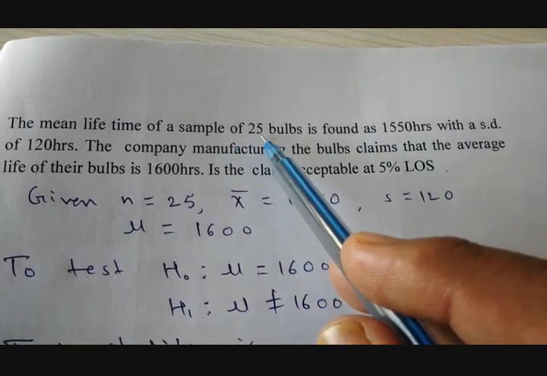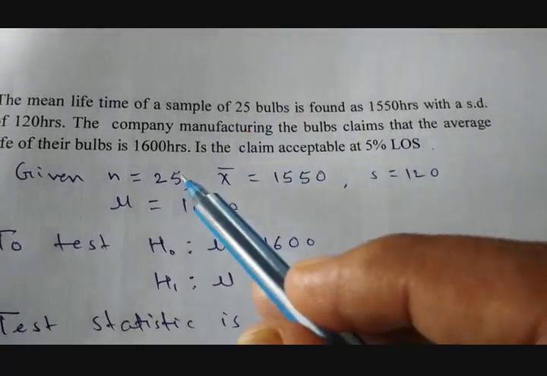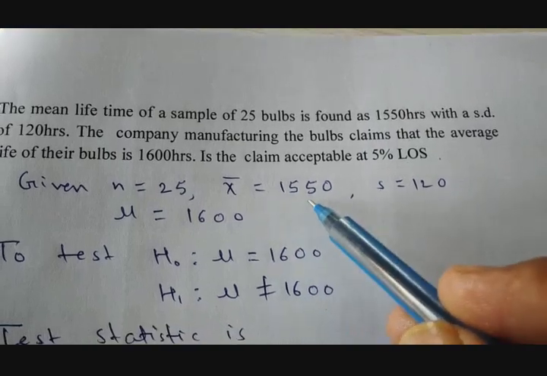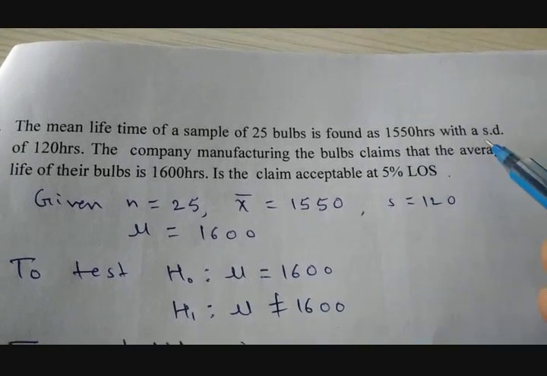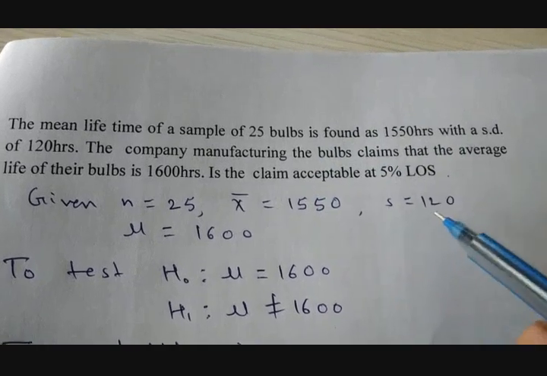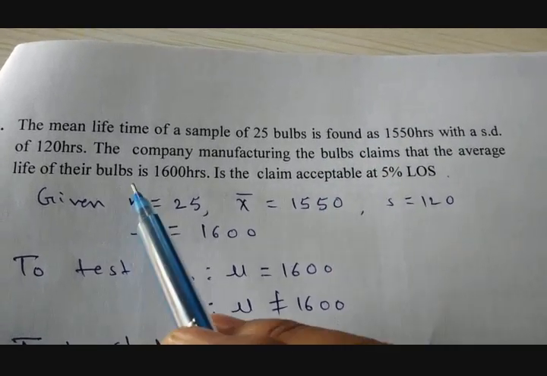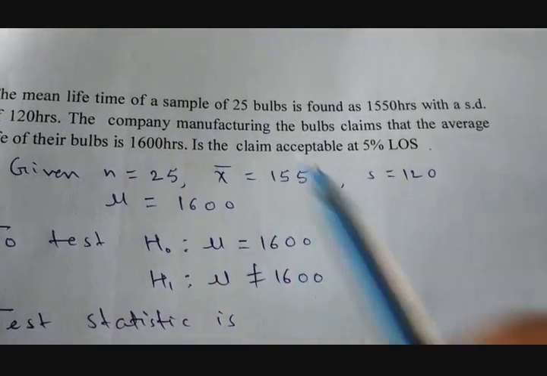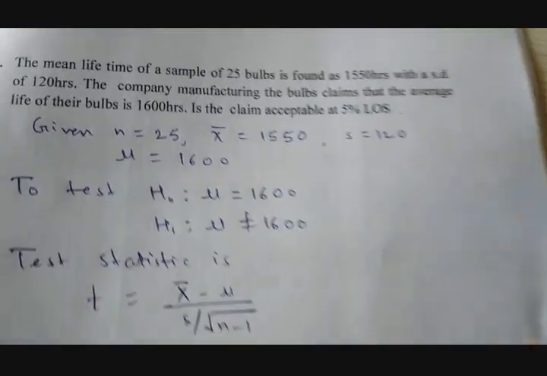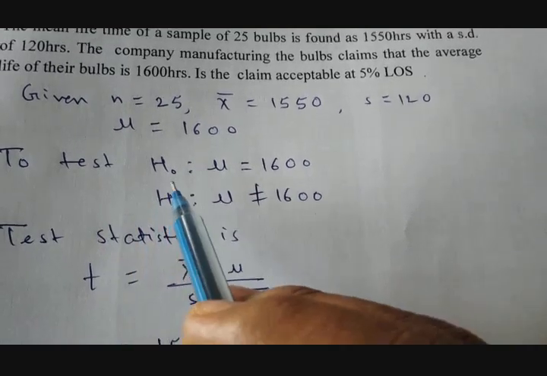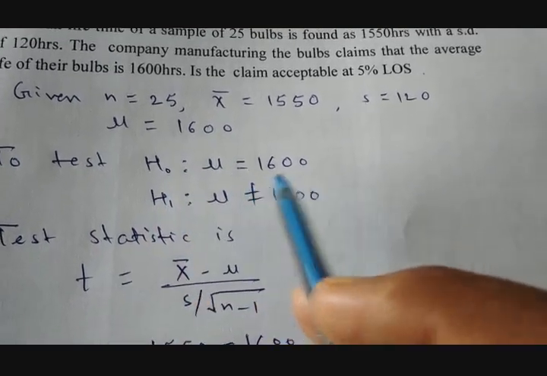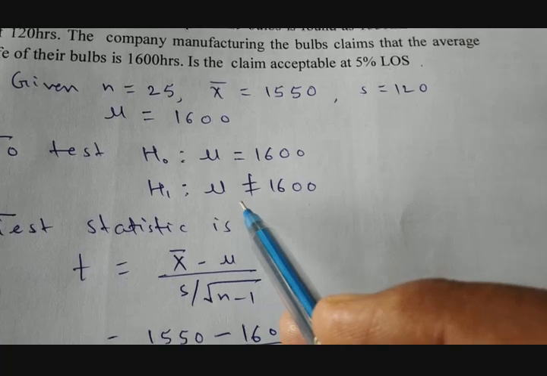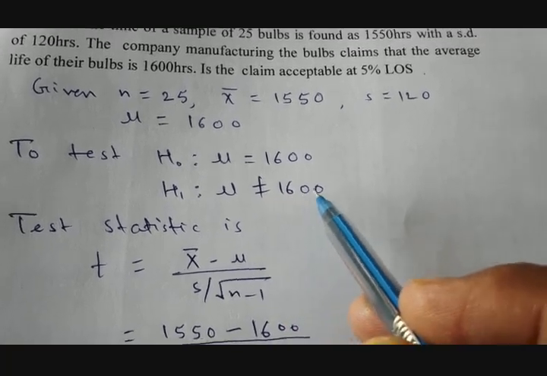Here the sample size is 25, so n is 25. Sample mean is 1550 hours, so x bar is 1550. Also, sample standard deviation is 120, so s is 120. And I have to check whether the mean is 1600 or not, so mu is 1600. So we have to test the null hypothesis H0: mu equal to 1600 and the alternate hypothesis H1: mu not equal to 1600.